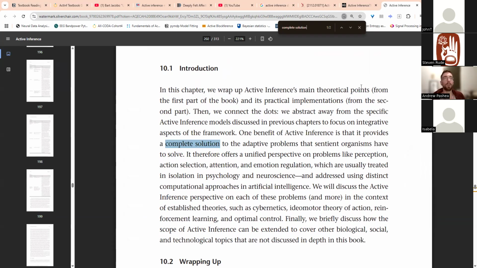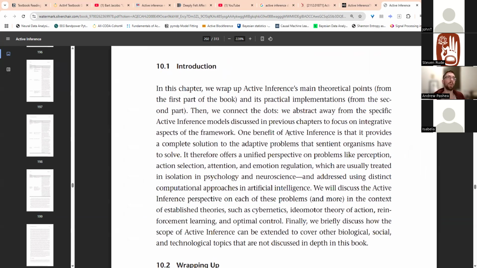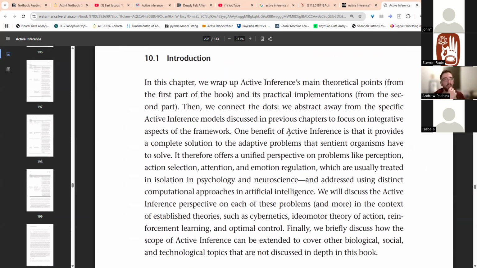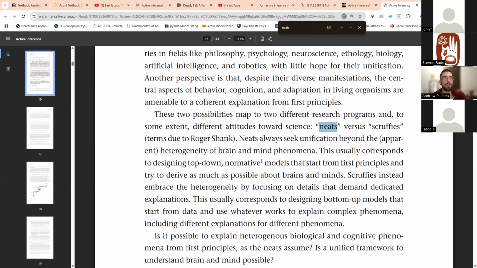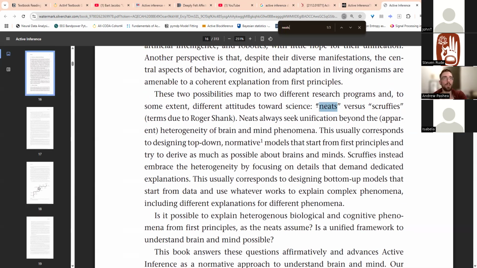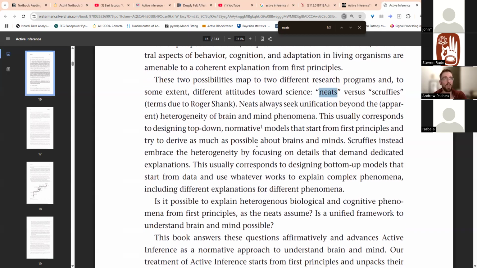No, good pointing that out. I am also rather suspicious whenever someone says something's a complete solution, end all be all. It almost sounds like a sales pitch. So I've always interpreted that as earlier on in the textbook, they give an explanation of what they call the neats versus scruffies. Neats always seek unification beyond the heterogeneity of brain and mind phenomena, which usually corresponds to designing top-down normative models that start from first principles.